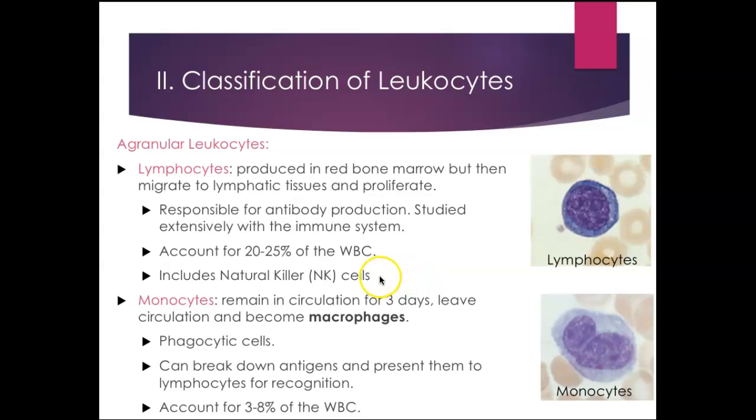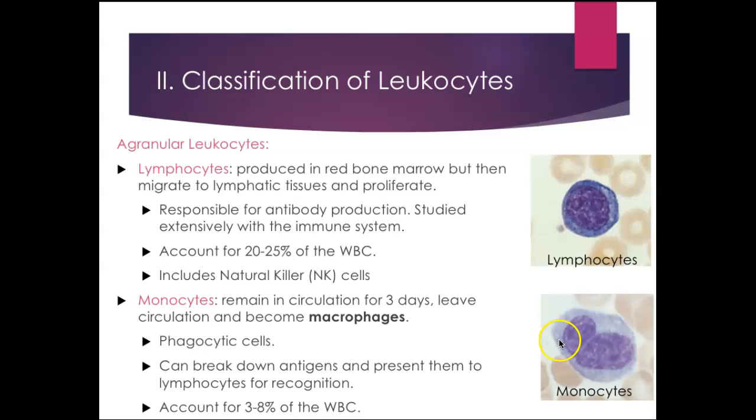Well, we're also going to have our NK cells serve as a lymphocyte. And lastly, we have our monocytes. These are going to remain within circulation for 3 days. And then once they leave the blood circulation, they change their name.